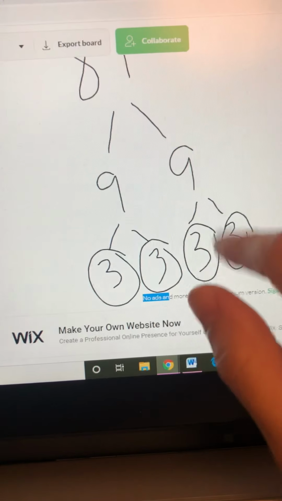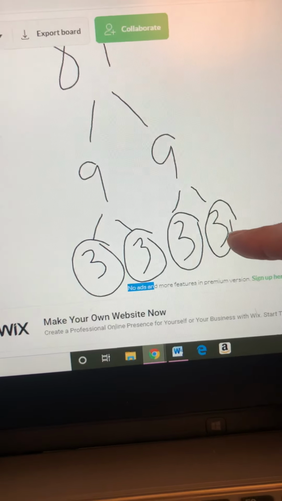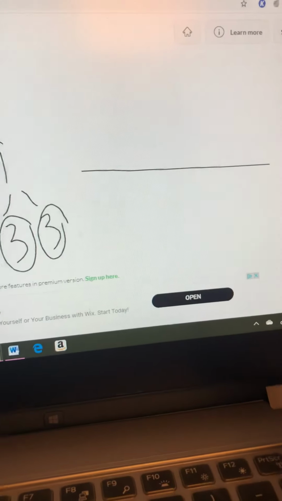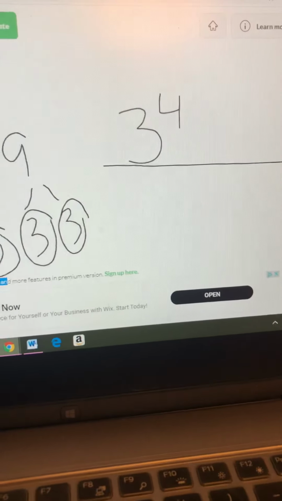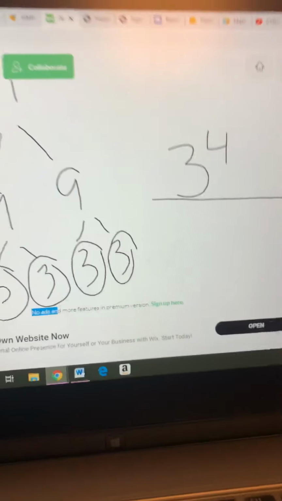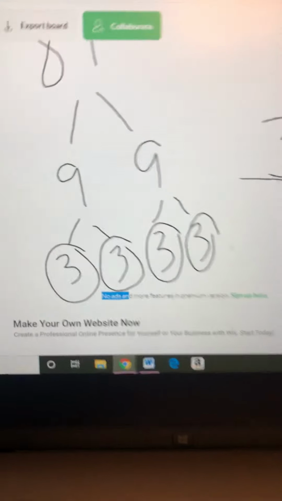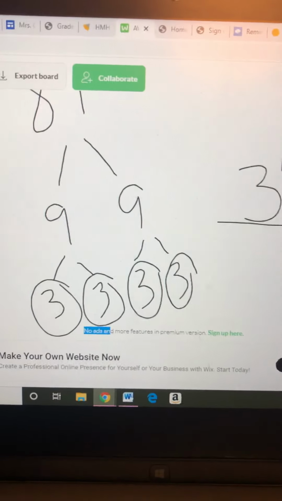Now, to make it easier, when you have the same numbers repeated, just use the exponent. Instead of having to write 3 times 3 times 3 times 3, just do 3 to the 4th power, which represents 3 times 3 times 3 times 3, okay? That's it. That's basically how you factor out numbers.